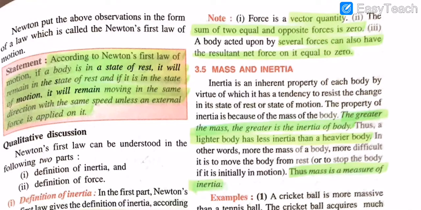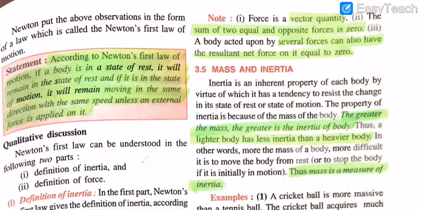In other words, the more the mass of the body, the more difficult it is to move the body from rest, or to stop the body if it is initially in motion. Thus, mass is a measure of inertia. As in, inertia depends on mass.